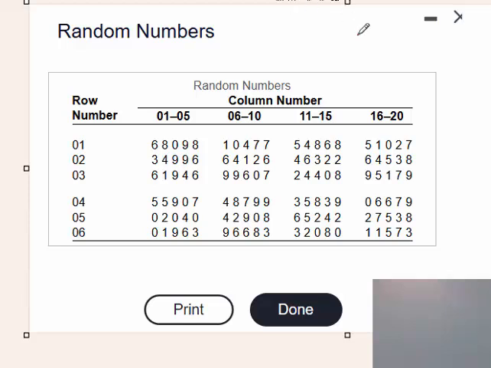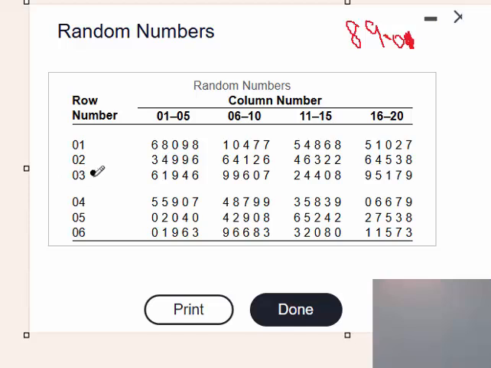Okay, so there are 89 people altogether. That's a two-digit number. So we're going to assume that all of the people in the population we're choosing from are numbered from 01, first person, through 89. So 01, 02, and so on and so forth. And so we're told to start in row 3, column 6.